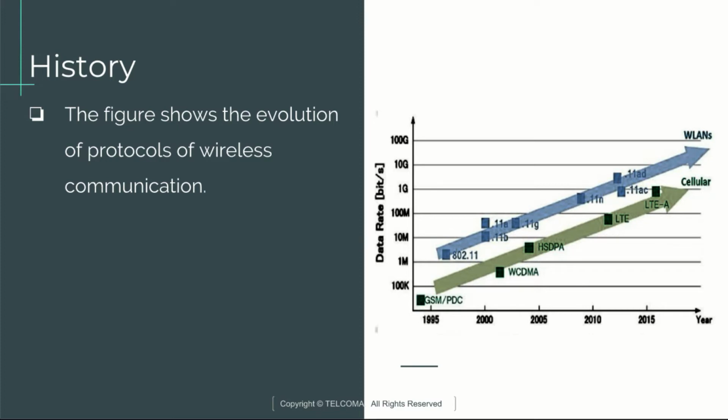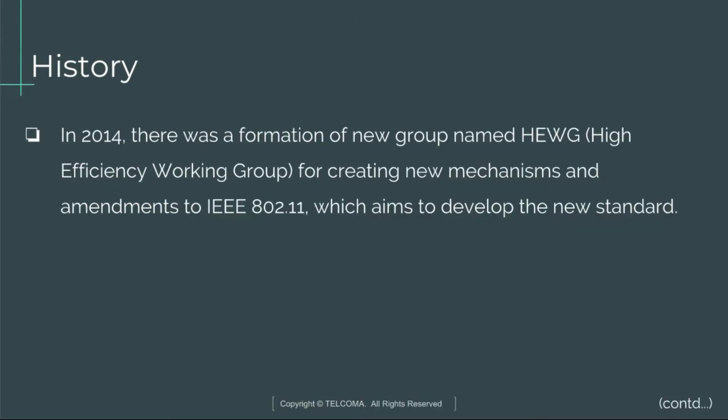However, speeds approaching 7 Gbps might only be achievable in the controlled race track environment of the RF laboratory. In reality, users commonly experience frustratingly slow data traffic when trying to check their email on public Wi-Fi at a busy airport terminal. In 2014, a new group named HEWG, that is the High Efficiency Working Group, was formed for creating new mechanisms and amendments to IEEE 802.11, which aims to develop the new standard.